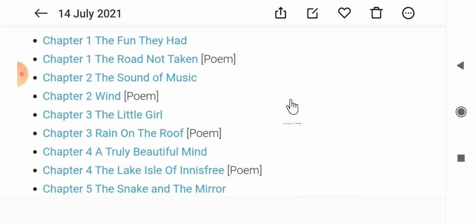So the snake and the mirror, and the poem for this lesson is A Legend of the Northland. The poem is The Legend of the Northland for this chapter. Okay, so these are the first 5 lessons plus poems of the Beehive book. The Beehive is your main textbook. Now let's go to the remaining chapters and poems of this book.